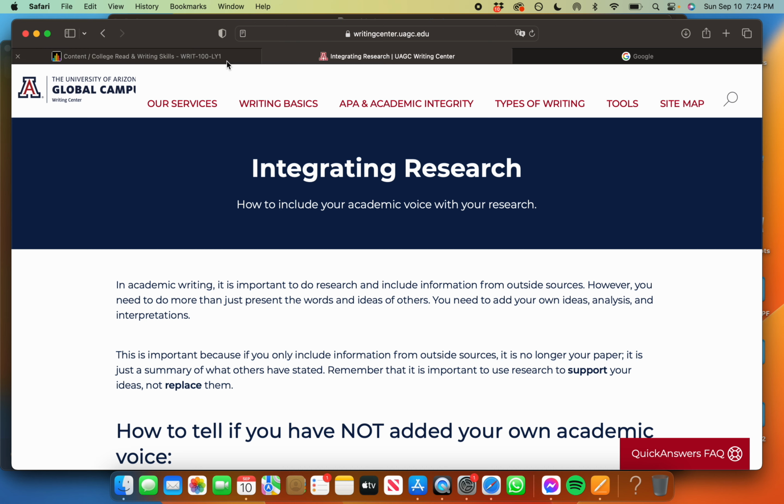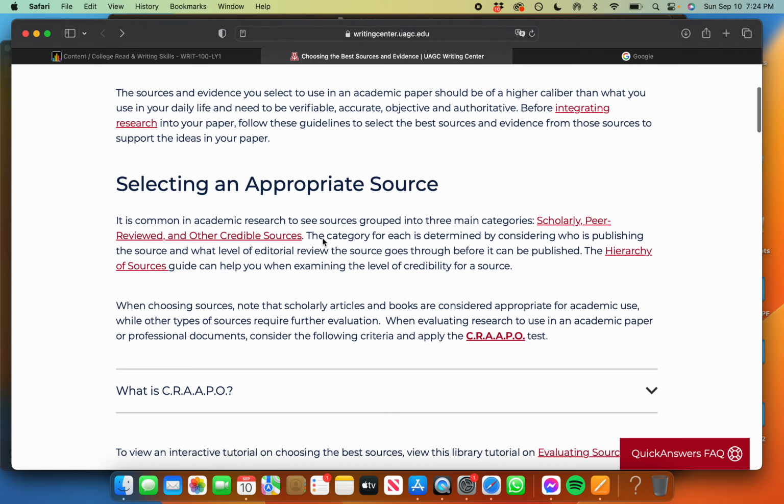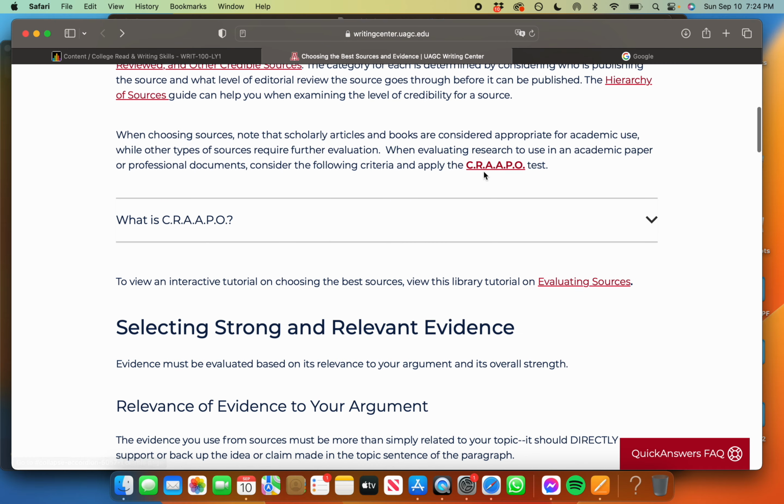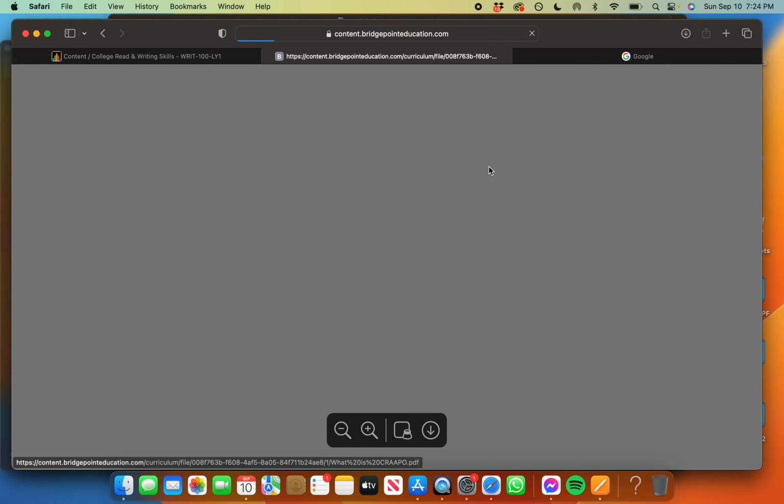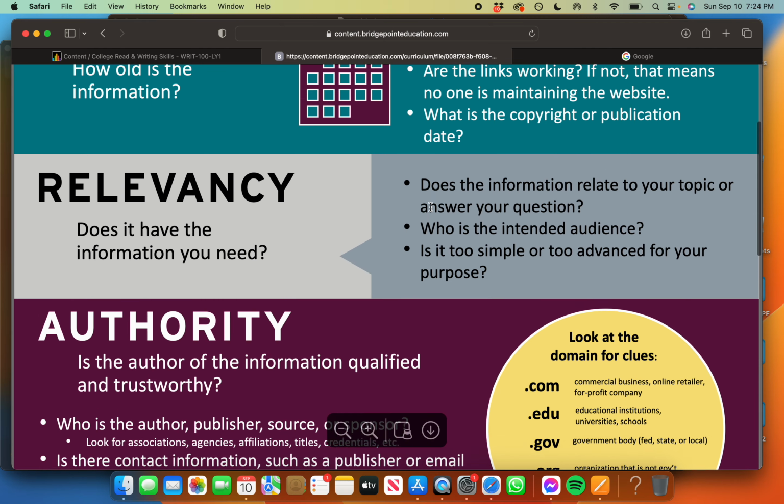Okay, so let's go back here for that source. And here the CRAAP test is outlined again.